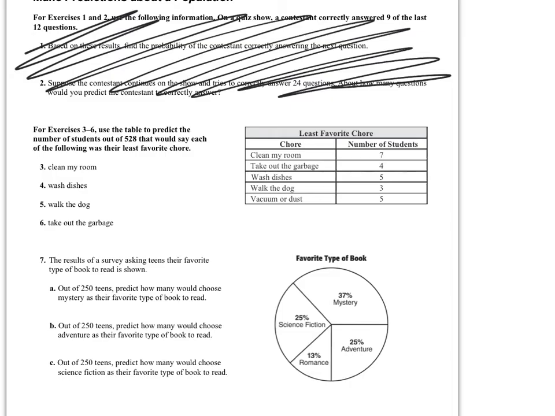So here this table tells us what kind of chores students don't like to do. For example, 7 do not like to clean their room. 4 don't like to take out the garbage. 5 don't like to wash the dishes, and so on. The question that we're asked here is, use the table to predict the number of students out of 528 who would say each of the following was their least favorite chore.